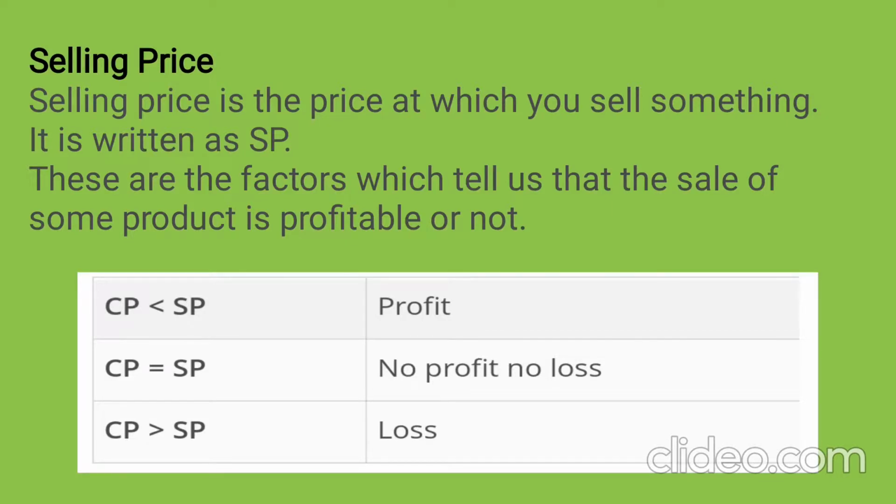These are the factors which tell us whether the sale of some product is profitable or not. Well, if cost price is less than selling price, then it's a profit. If cost price is equal to selling price, then there is no profit or no loss. And if cost price is greater than selling price, then there is a loss.